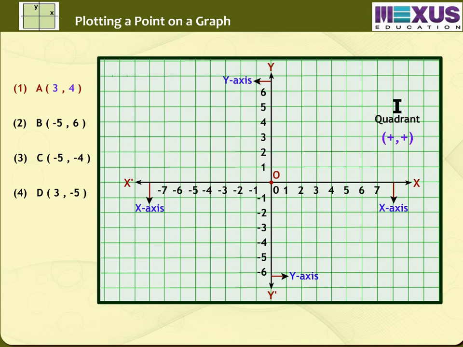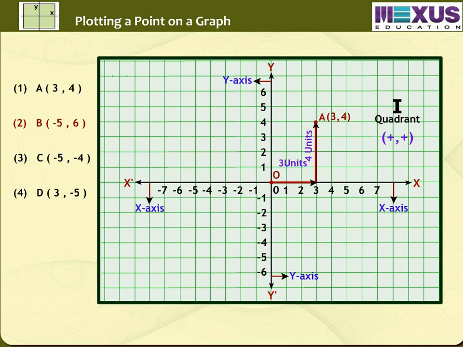Now start at the origin. Move 3 units to the right along the x-axis. Then turn up and move 4 units up, parallel to the y-axis, and mark the point A(3, 4). Hence, plotted.